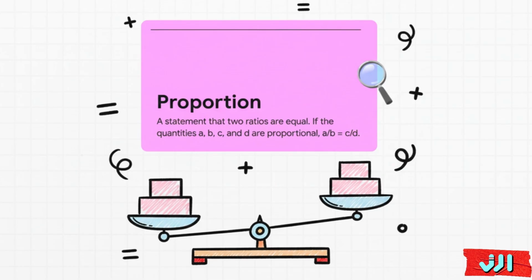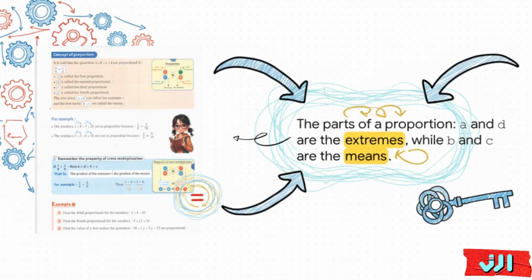It tells us that the relationship between A and B is exactly the same as the relationship between C and D. Now, this might seem like just some boring vocabulary, but trust me, you're gonna want to remember this. The two numbers on the outside, A and D, we call those the extremes, and the two on the inside, B and C, are the means. Knowing these names is the secret key to unlocking the most powerful trick in our toolbox.